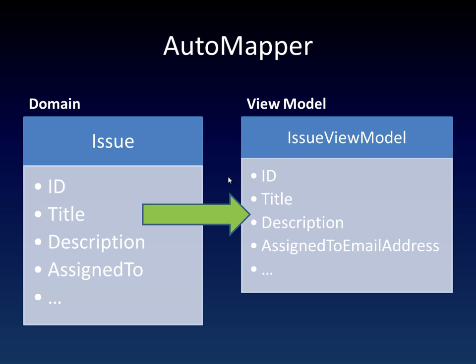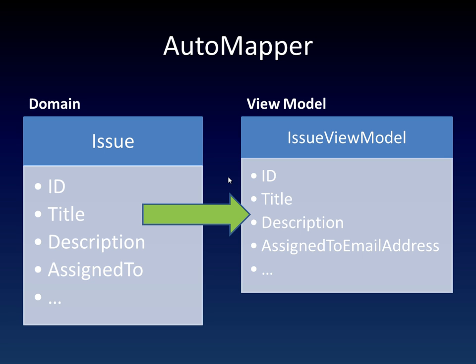So we can tell AutoMapper, hey, I want you to be able to map from Issue, which is my domain type, to the IssueViewModel. And when we actually come back and ask AutoMapper to perform that mapping later, it's going to look for properties on our Issue and see if there's a corresponding property with the same name on our IssueViewModel. And where it finds matches, it's going to copy them over. It's very flexible. You can override the conventions.